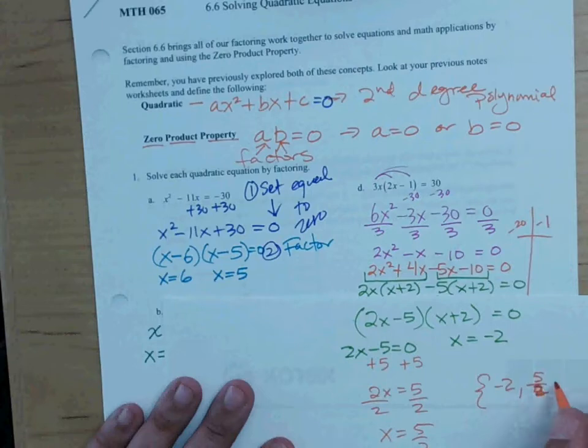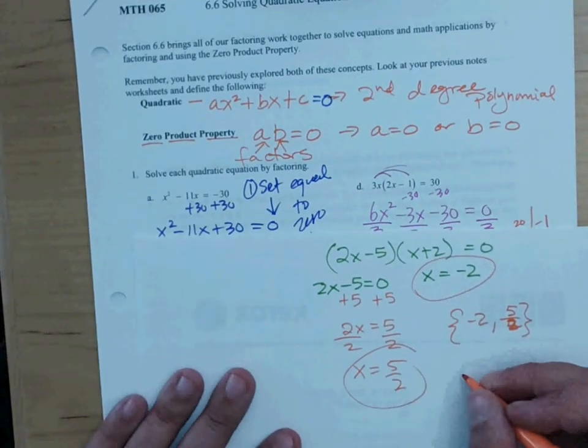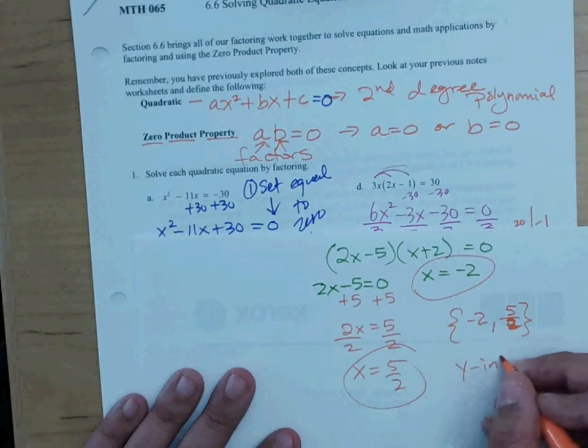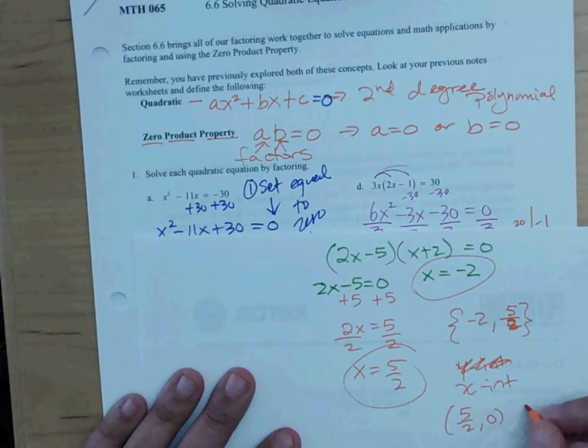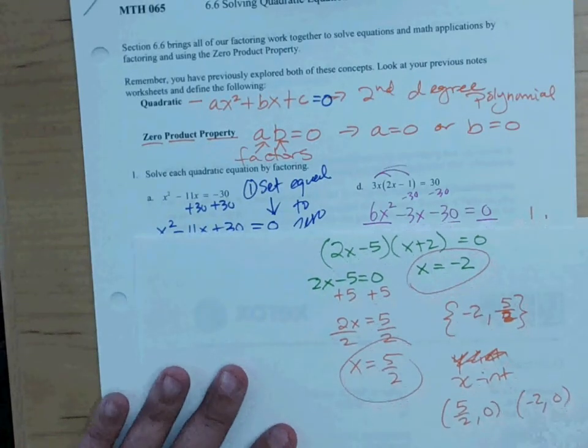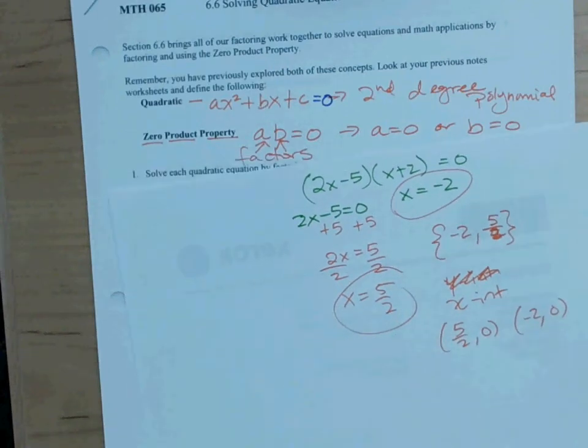Oops, 5 halves. So that's just set notation showing that these are both x values. These are not ordered pairs. If you were going to graph it, the ordered pairs, the y-intercepts, oh no, sorry, not the y-intercepts, the x-intercepts would be 5 halves, 0, and negative 2, 0, right? Those would be the x-intercepts on the graph. That's what we were talking about before when we were graphing it.